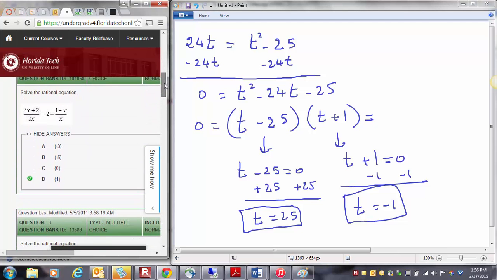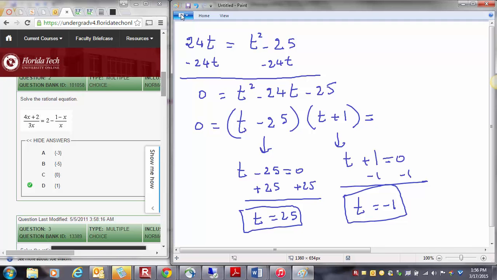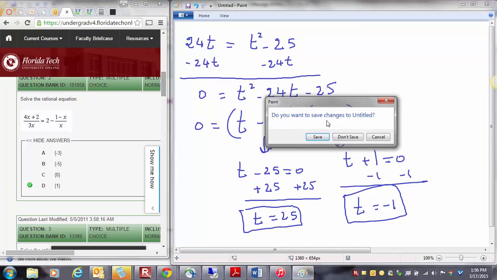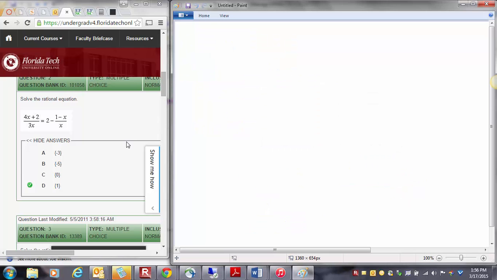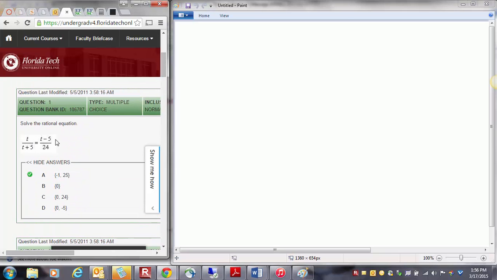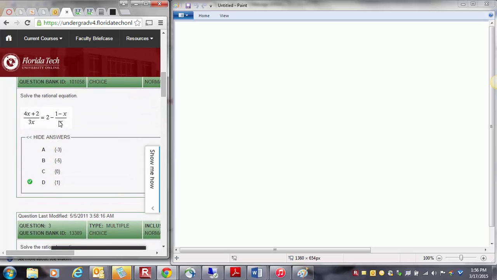Let's go to the next one. Solve the rational equation. So in this one here, we cannot cross multiply, right? We only cross multiply when we have something like a fraction equals a fraction. Here we have 2 minus, so it's not going to work. So the best way to solve this problem is to multiply everything by the lowest common denominator, and that would be 3x. Because 3x is a multiple of 3, 3x is a multiple of 1, and 3x is a multiple of x.